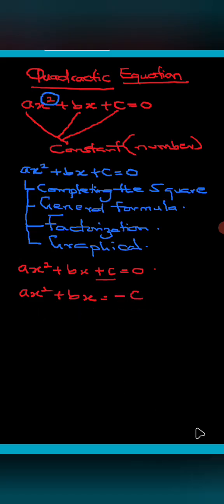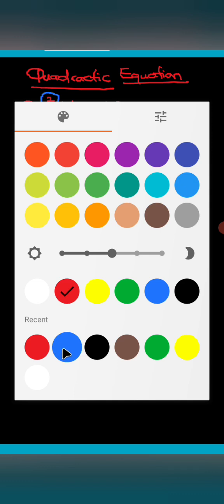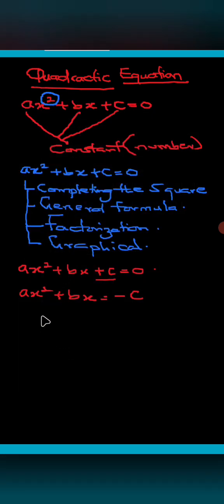Now the next thing I will do when I have a problem like this is to divide through by whatever is beside x squared. Mathematically, we say divide through by the coefficient of x squared. The coefficient of x squared in this case is just the constant beside x squared, that is a. We divide everything by a.